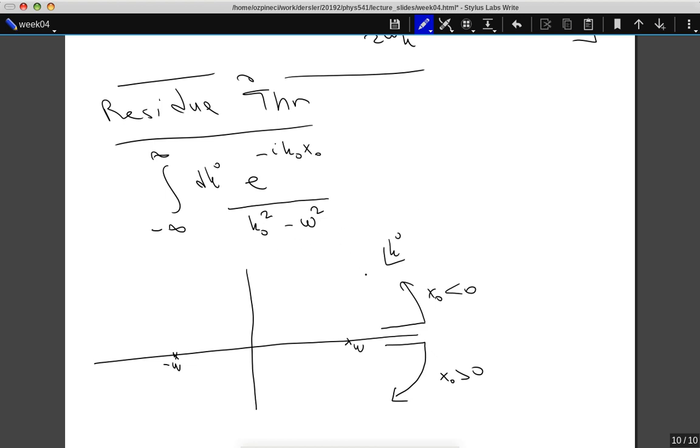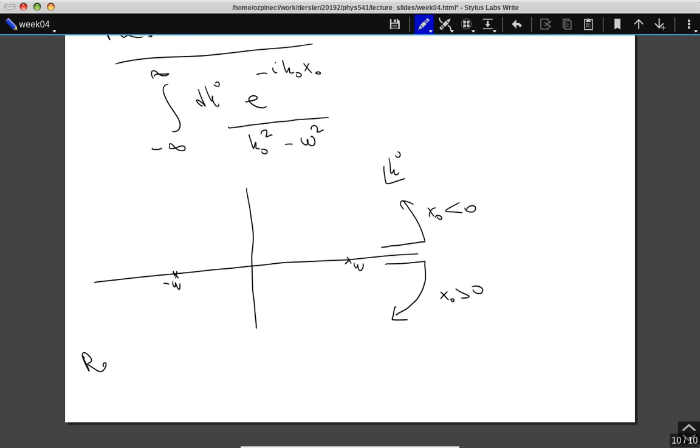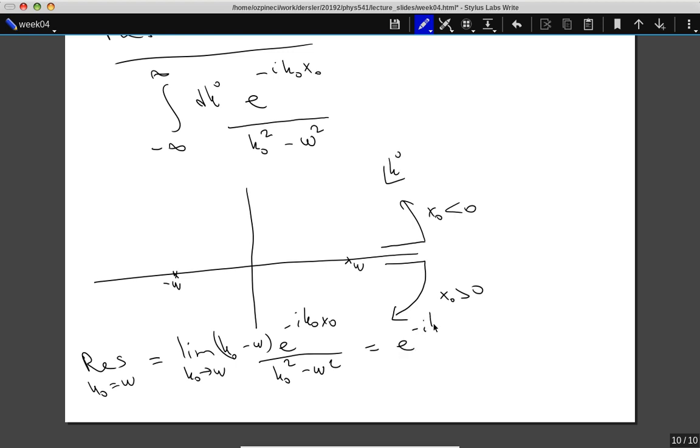Now let me calculate the residues. There is a residue when k0 is equal to omega. How do I calculate it? It's a first order pole. So this residue at k0 equal to omega will be the limit as k0 goes to omega of k0 minus omega multiplied by e to the power minus i k0 x0 divided by k0 squared minus omega squared, which will be e to the power minus i omega x0 divided by twice omega.